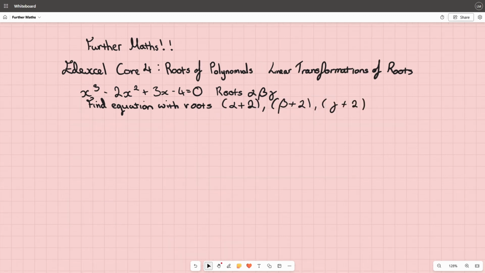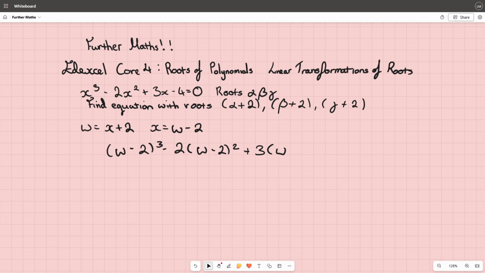Okay, so now we're going to do the same thing, but instead of having the roots multiplied by something, I'm going to have them added to something, just so you know it works both ways. Okay, so now if you remember the method from before, we're going to do w equals x plus 2, because all of the roots are plus 2. That means that x equals w minus 2. And so we have to substitute that in. So that is w minus 2 cubed minus 2 brackets w minus 2 squared plus 3 brackets w minus 2 minus 4 equals 0.